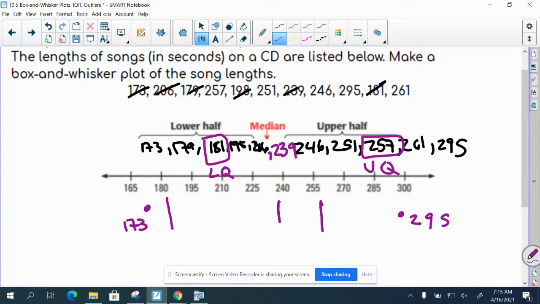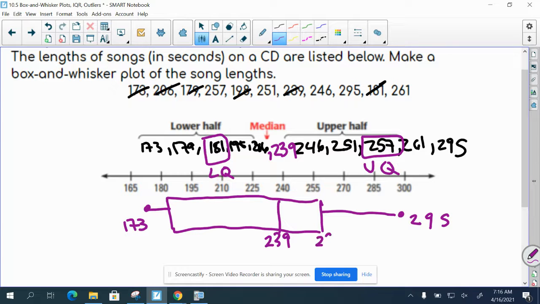So I'm going to put a line here for our median, and then connect these lines to make a big old rectangle. And then we'll draw lines for our whiskers. And that's our box and whisker plot. So you could also add labels 239, 257, and 181 so that you know what those numbers are.